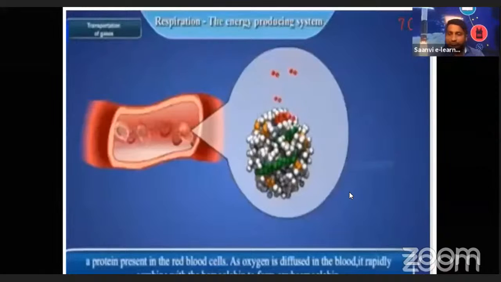When oxygen is diffused into the blood, it rapidly combines with hemoglobin, because in red blood cells the pigment hemoglobin is present. So when oxygen enters the blood, it rapidly combines with the hemoglobin to form oxyhemoglobin. Don't read it as hemoglobin oxygen. That is oxyhemoglobin. Hb plus O2, HbO2, oxyhemoglobin.